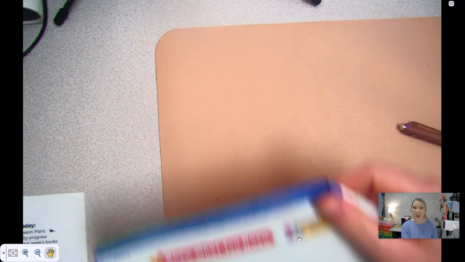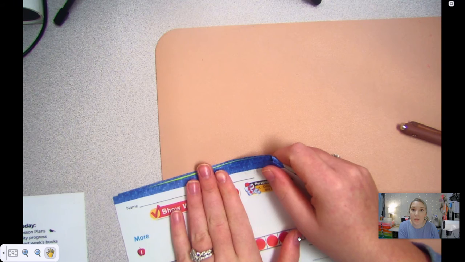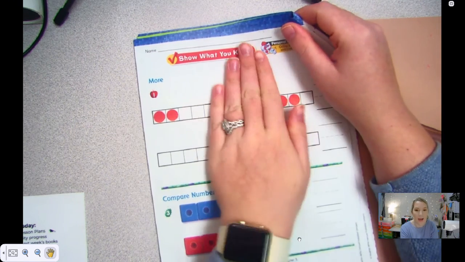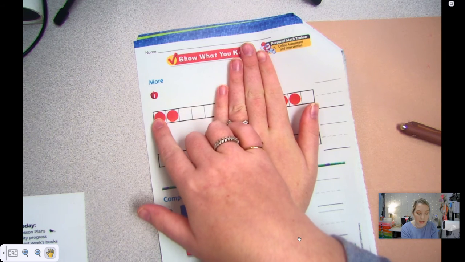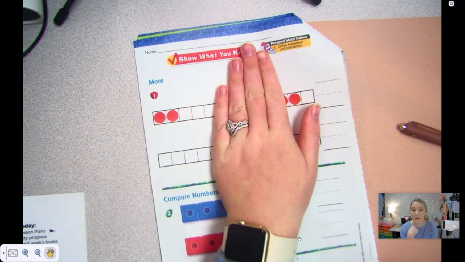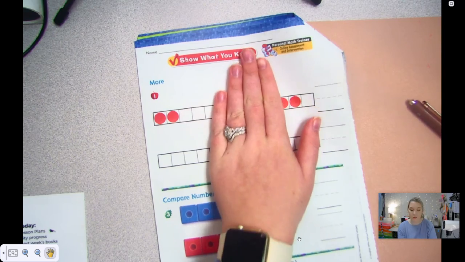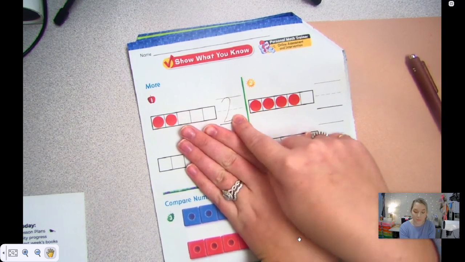Okay, let's flip our paper. Now, I messed up, okay? So I'm going to hide my numbers that I have here. So number 1 tells us to count and tell how many. So go ahead and count these circles. How many do you see? 2. Good job. So you're going to write a 2 on this line.